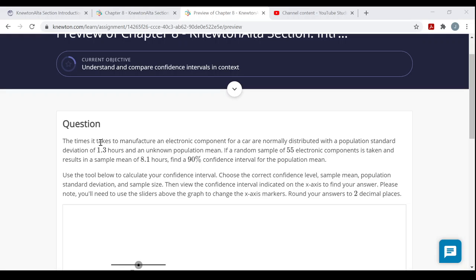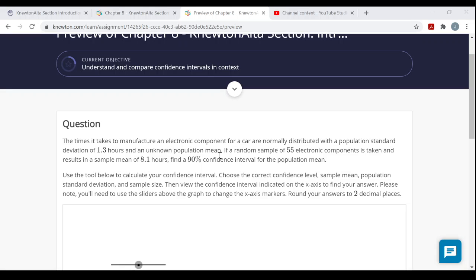So here, the time it takes to manufacture an electronic component for a car is normally distributed with a population standard deviation of 1.3 hours. So this is the sigma, the population standard deviation, and an unknown population mean, mu, and that's what we're trying to guess. That's what a confidence interval is. It's a range of guesses as to what the population mean is, or the population proportion, if you're talking about that.